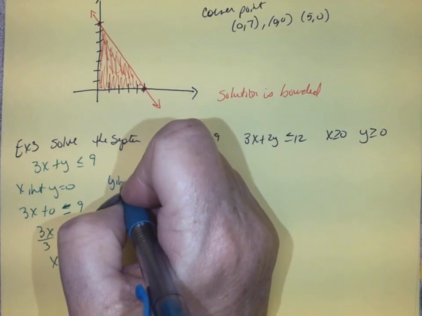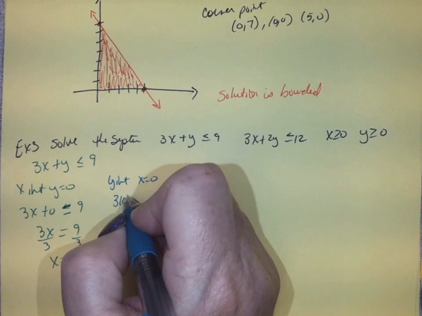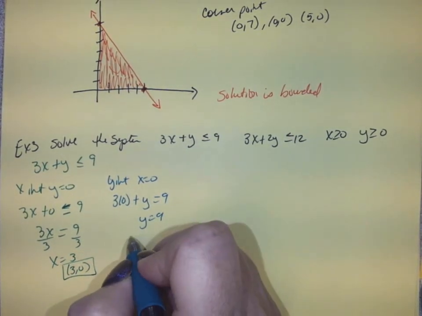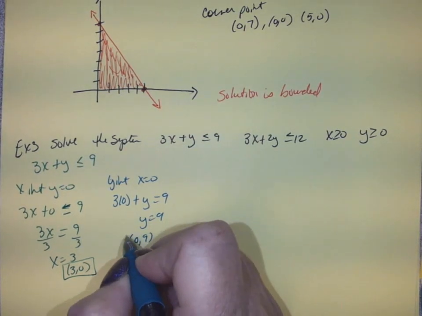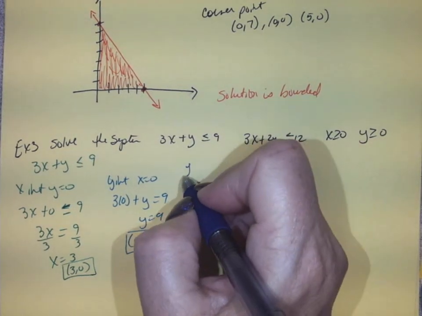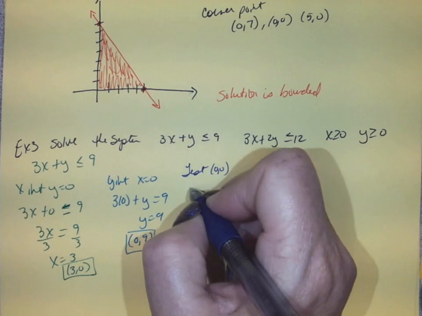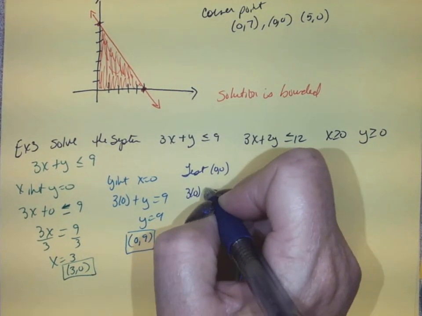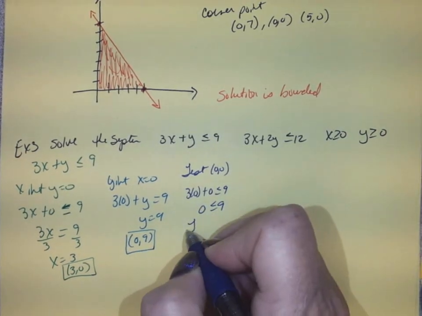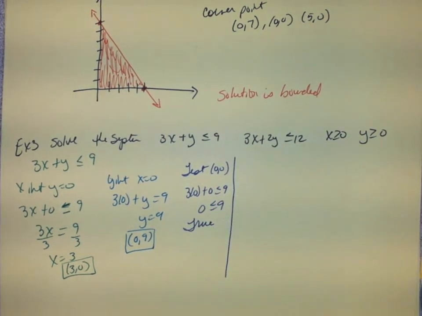Our y-intercept, where x is equal to 0, will be 3 times 0 plus y equal to 9. Y equals 9, so 0, 9. And then we're going to do our test. We're going to test 0, 0. So that'll get us 3 times 0 plus 0 less than or equal to 9. 0 is less than or equal to 9. This is true. And we'll draw a line for the next part.